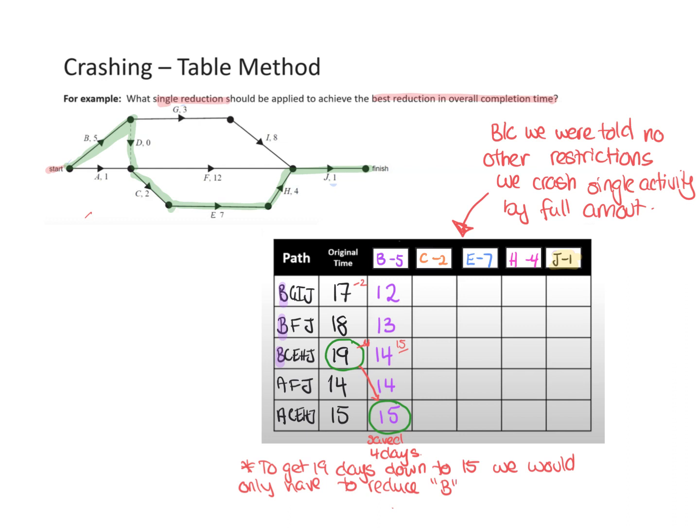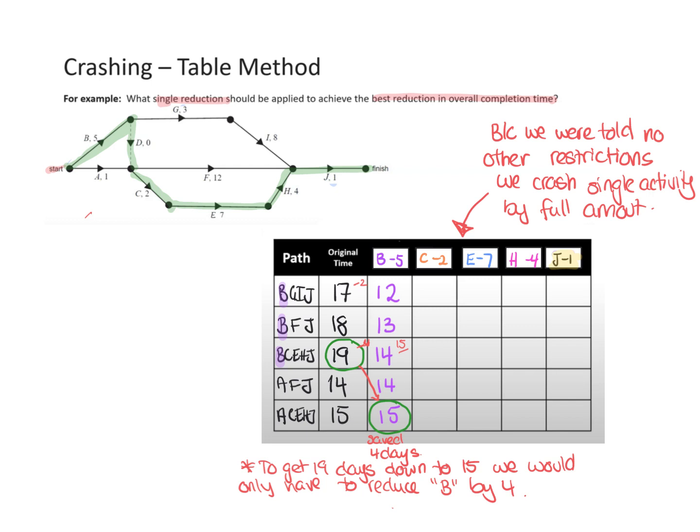The reason we're doing that is because we're going to soon see that these things come at a cost. So if reducing it by 5 gives the same result as reducing it by 4, I'm going to do 4 and save money on, say, extra workers or something. All right, so we've done that one.